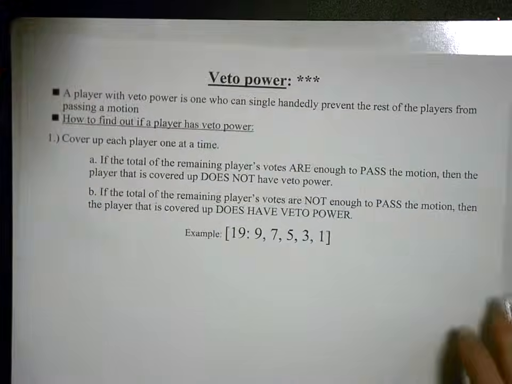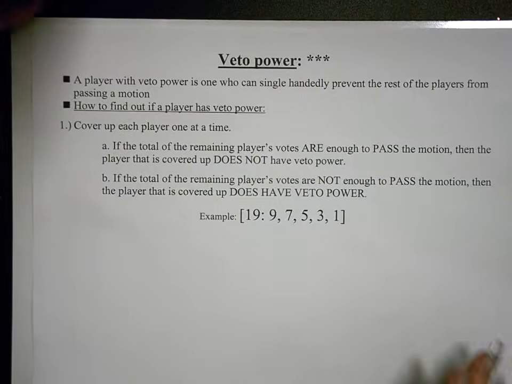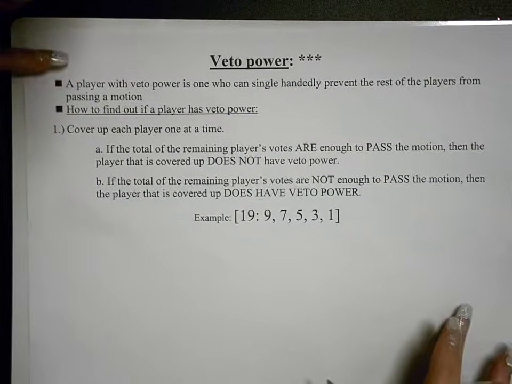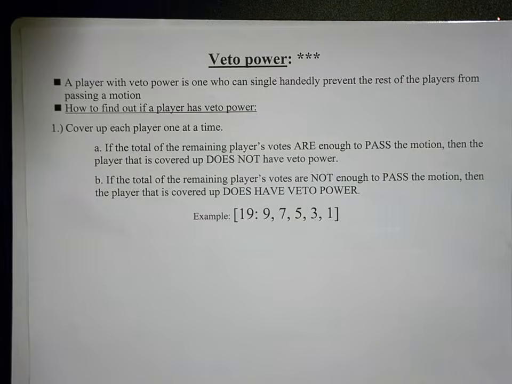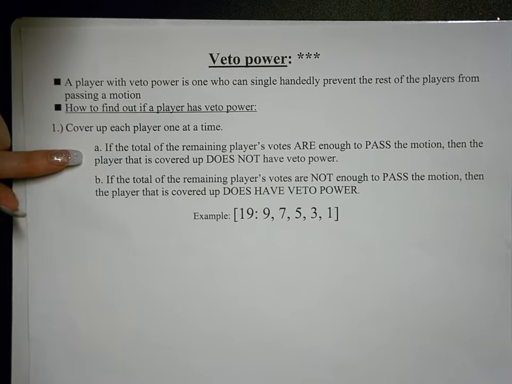Okay, let's look at another type of term. We talked about dictators, dummies. Now, a player could have veto power. Now, a player that would have veto power is one who can single-handedly prevent the rest of the players from passing a motion. Now, how to find out if a player has veto power is that you cover up each player one at a time. If the total of the remaining players' votes are enough to pass the motion, then the player that is covered up does not have veto power.